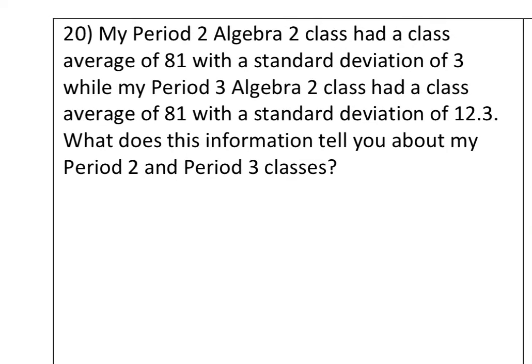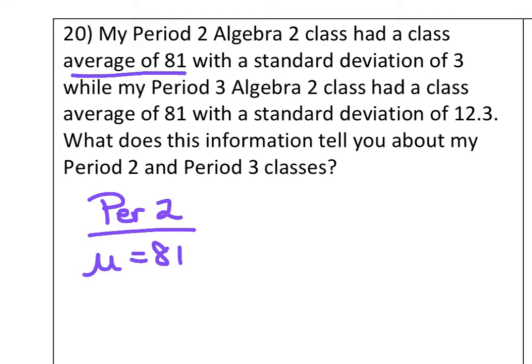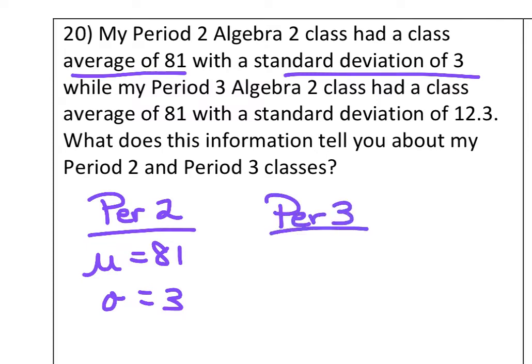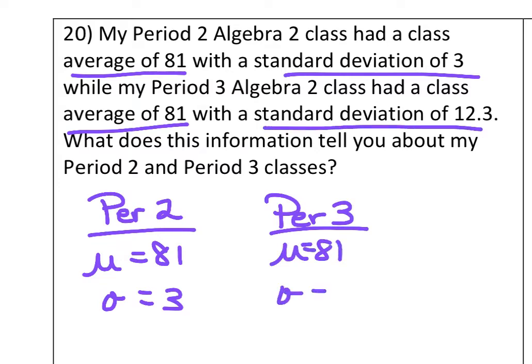So I'm just going to make a little list of the information I have about each of my classes. So here, the period 2 class has a mean of 81 and a standard deviation of 3. And my period 3 class has an average of 81 also, and a standard deviation of 12.3.